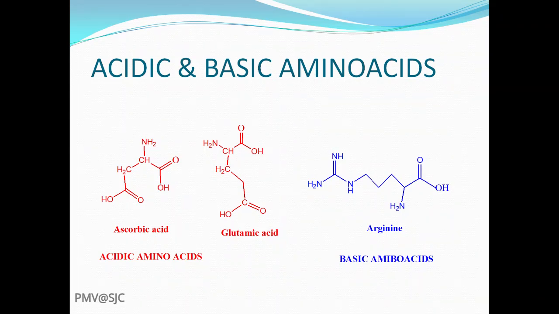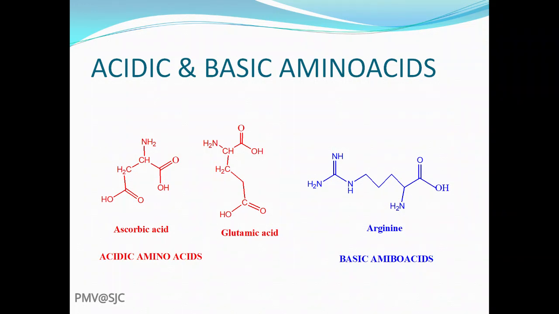For example, in arginine you can find three additional nitrogens present, so it goes into the basic category. What are neutral amino acids? Neutral amino acids contain an equal number of amino groups and carboxylic acid groups. In all the amino acids, we find at least one amino group and one carboxylic acid group.